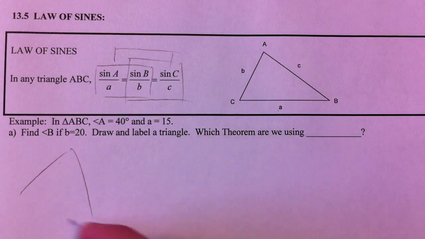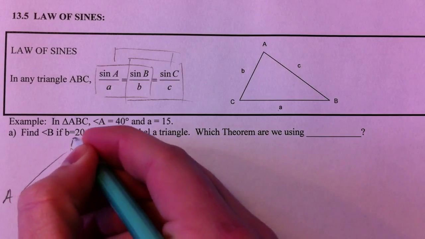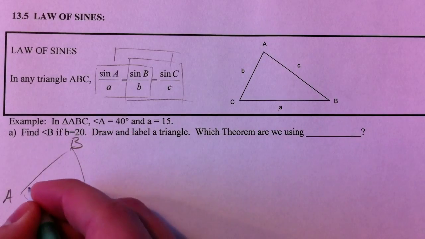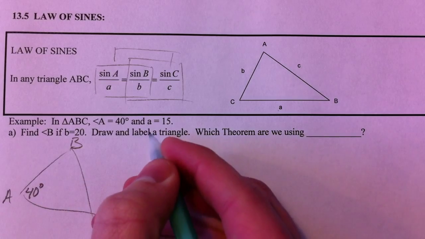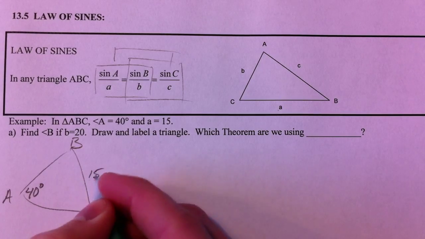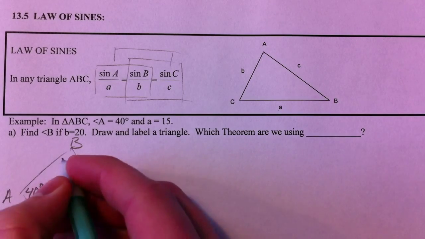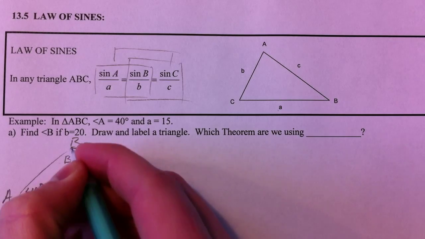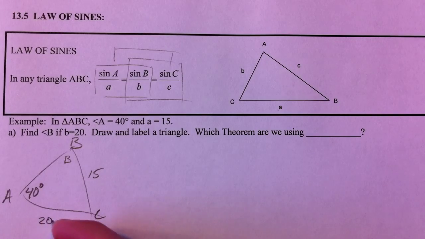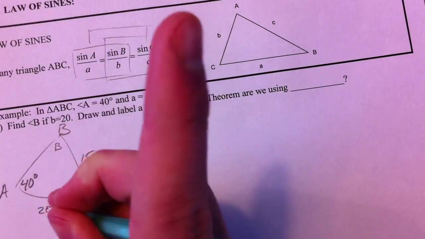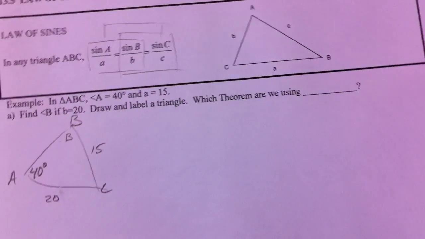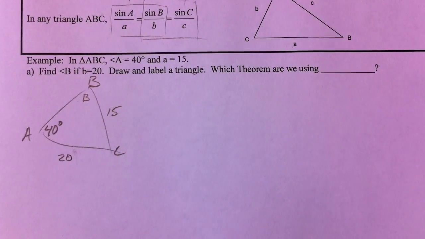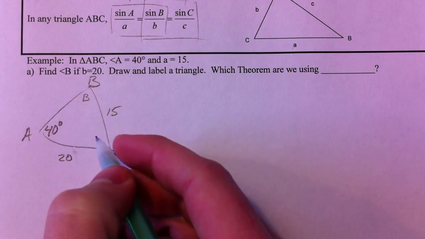So draw a triangle ABC. Angle A is 40 degrees. Side A is 15. Angle B is what we're trying to find, and side B is 20 long. So we've got our triangle.